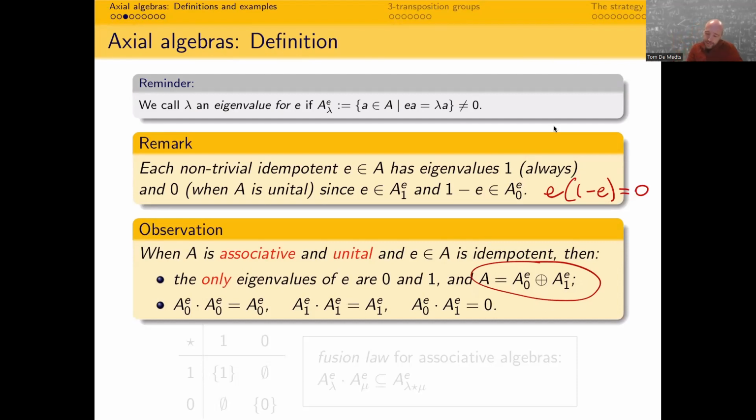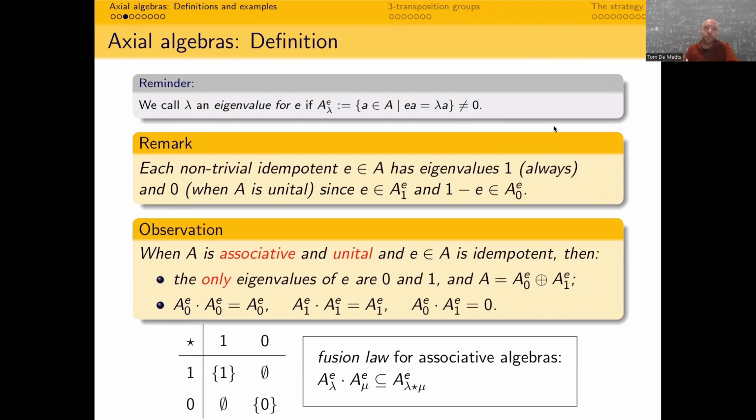And importantly, you get a nice collection of what we call fusion laws. So let me put them in this table that I put below here. If you take two elements that are in the zero eigenspace and you multiply them together, then again you get something in the zero eigenspace. Similarly for the one eigenspace: two elements of the one eigenspace have a product that also lies in the one eigenspace. And if you multiply something in the zero eigenspace and something in the one eigenspace, you get zero. This is explained by the fact that e times (1 minus e) is 0.